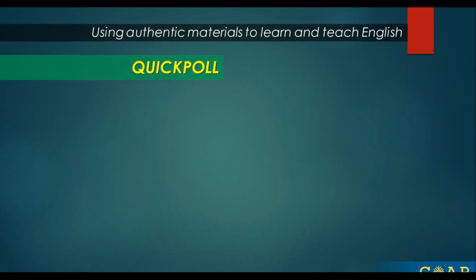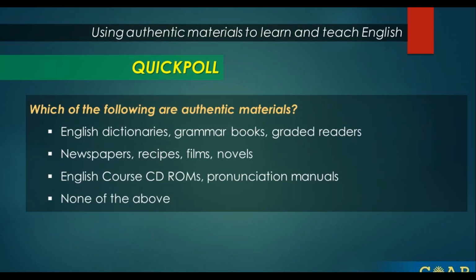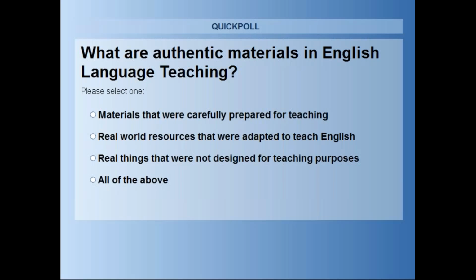The second question is, which of the following are authentic materials? So these are examples. The first group is English dictionaries, grammar books, or graded readers. The second group, newspapers, recipes, films, novels. All right. We'll do one at a time.